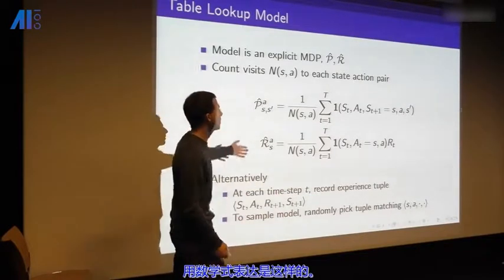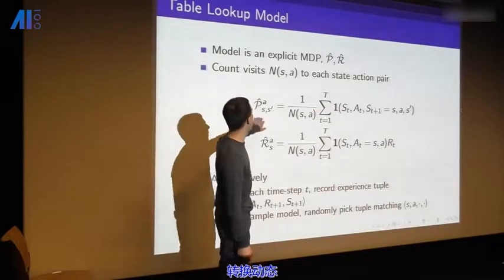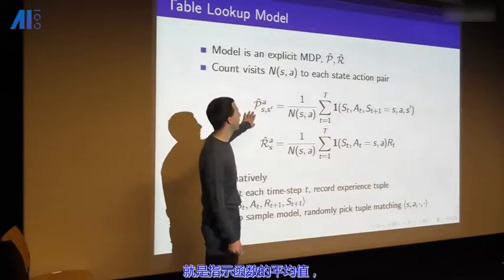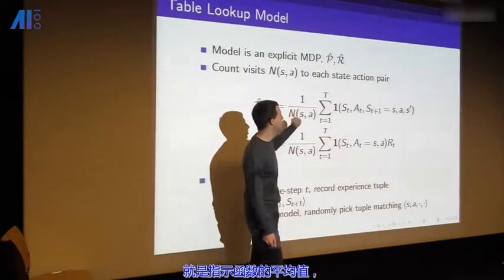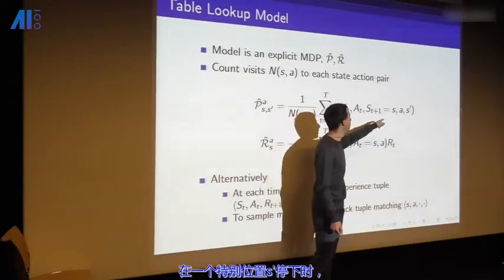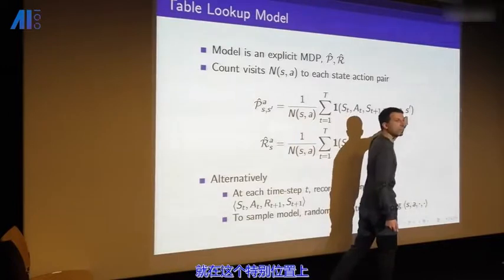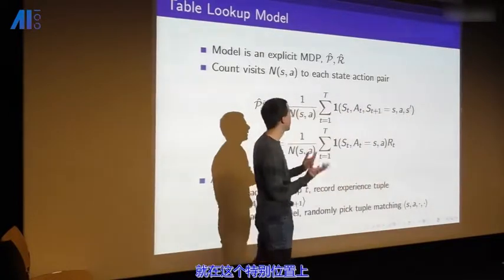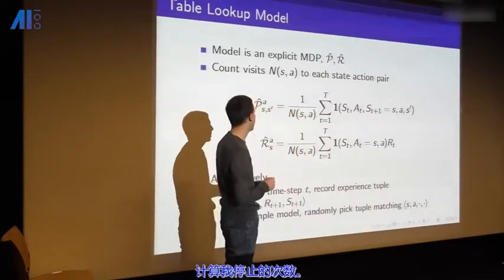So this is just saying the same thing in maths, saying that our transition dynamics are going to be the average of this indicator function, which tells us every time I ended up in this particular state S prime. We're just counting the times I ended up in that particular state.